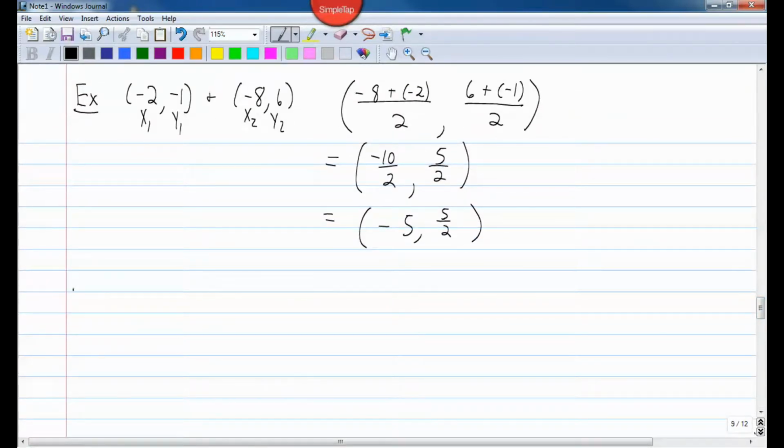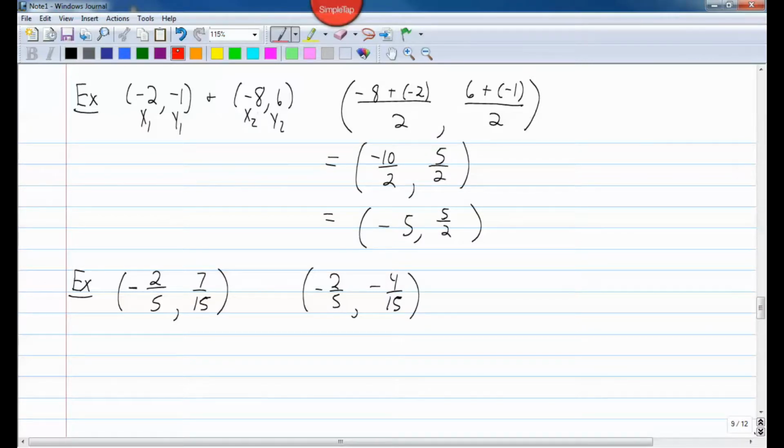All right, let me work a little more difficult example. And what makes this one difficult is I'm going to throw some fractions in here. Negative 2/5, 7/15 is 1 point, and the other point is negative 2/5, negative 4/15.